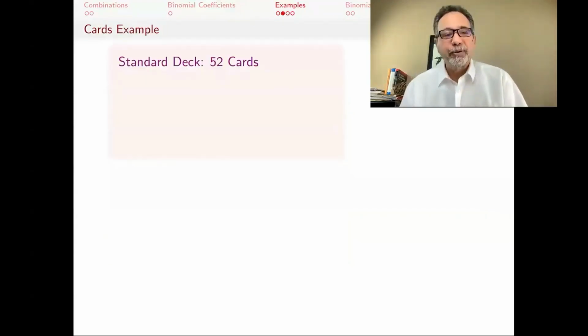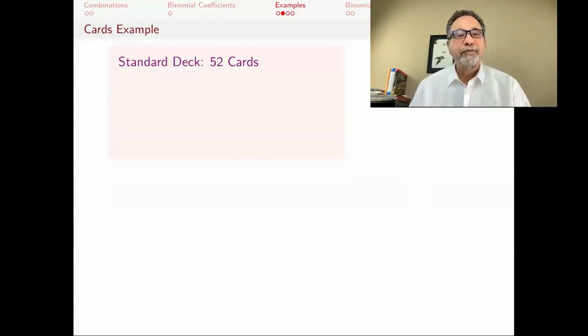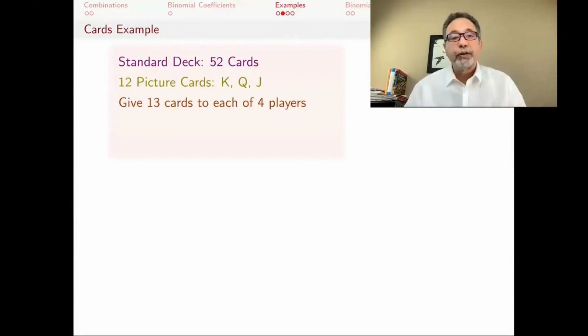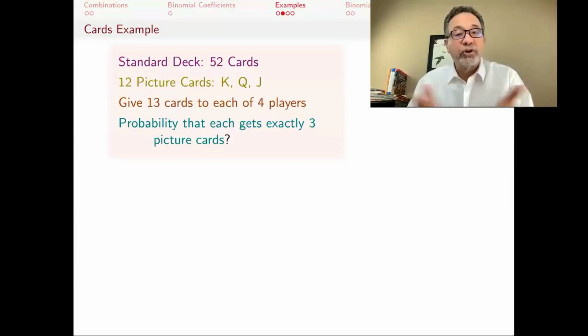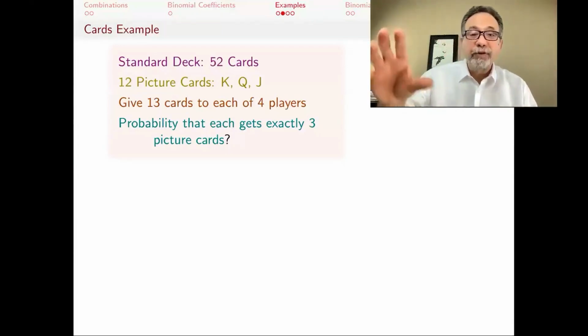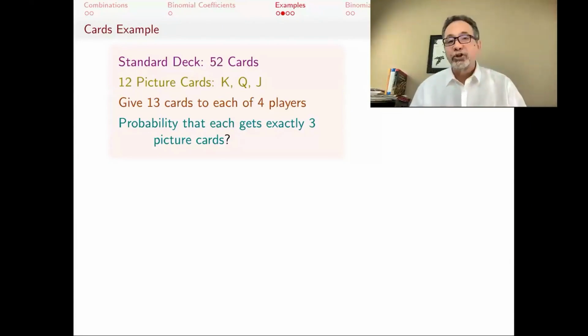Let's do some examples. A standard deck of cards has 52 cards, and 12 of them are picture cards: king, queen, or jack. There are 4 of each of those. 3 times 4, there are 12 of them. There are 4 players, and you're going to give each of them 13 cards. What's the probability that every one of them gets exactly 3 picture cards? So you're distributing all the cards, so the picture cards are going to go somewhere.